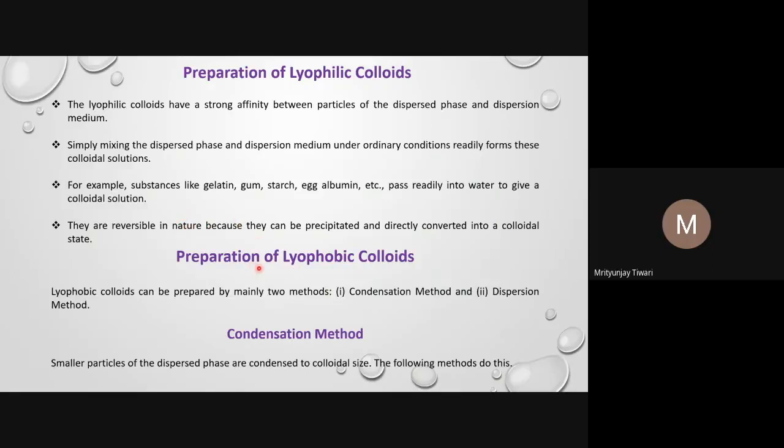Let us now see how one can prepare lyophobic colloids. As I said earlier, lyophobic colloids need special methods to be prepared. They are also not very stable colloids, and adding a small amount of electrolyte or other things may start making precipitates. So we need certain stabilizing agents to make these lyophobic colloids stable. These things we have seen earlier. Lyophobic colloids can be prepared mainly by two methods: one is called the condensation method and the other is the dispersion method.